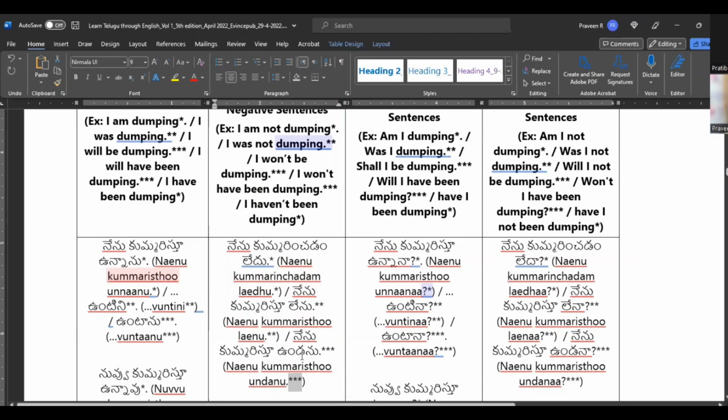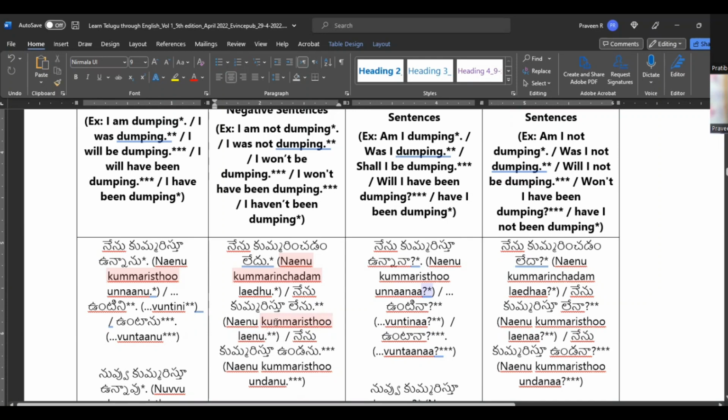Okay. Some of them I'm not writing in the quiz, but in the quiz I'm writing only random sentences. So you go through all the sentences from the table and understand. And if you have some doubts, you can ask me that. See, I was not dumping. Here 2 stars are there. So where 2 stars? Okay. నేను కుమ్మరిస్తూ లేను. This is the translation.